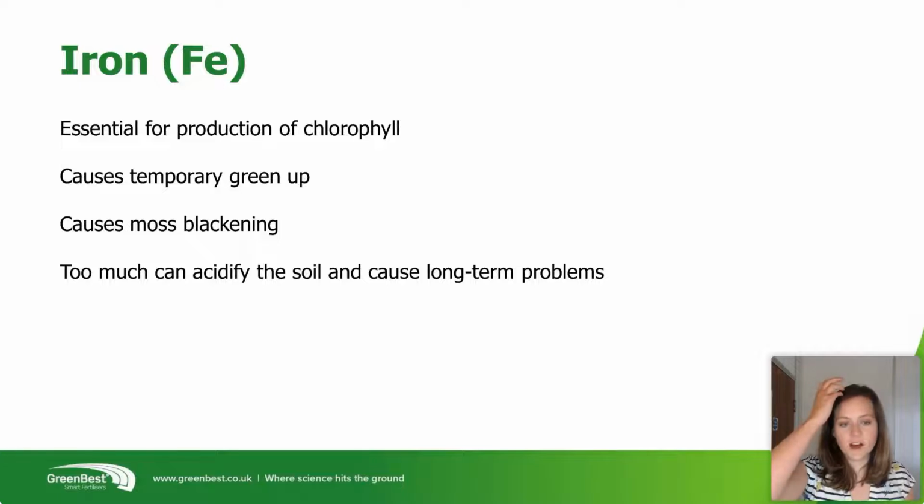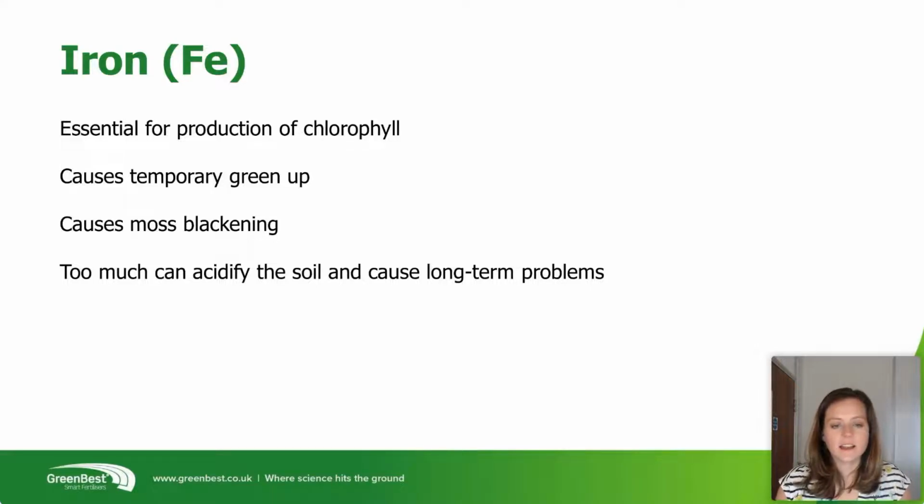So the next one for green up is iron. Iron is essential for the production of chlorophyll, so it doesn't actually sit within the chlorophyll pigment, but it's used in the production of it. And again, like magnesium, it causes a temporary green up. Iron can be very fast acting, especially if it's applied to the leaf itself rather than to the soil. And iron obviously causes moss blackening, which you pretty much all will know. If you apply iron at a high enough rate, it will cause moss to blacken. It will even cause grass to blacken if it's applied really, really high.